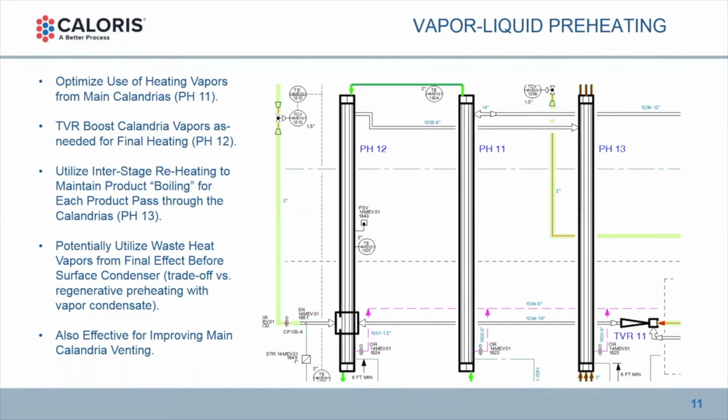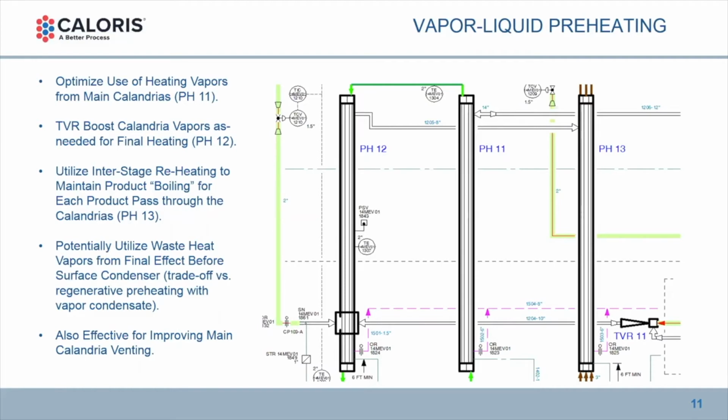Now we need to heat further. Let's say that we're going to a pasteurization step. So now we have a TVR that pulls the vent line, basically the vent line from the bottom of that main calandria. Steam boosts those to a higher temperature. Now we've got our heating source, a higher temperature heating source for achieving pasteurization temperature in preheater 12. And we've got venting top and bottom of that main calandria.